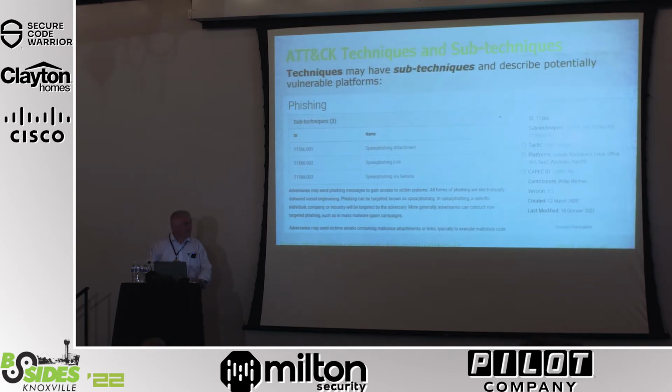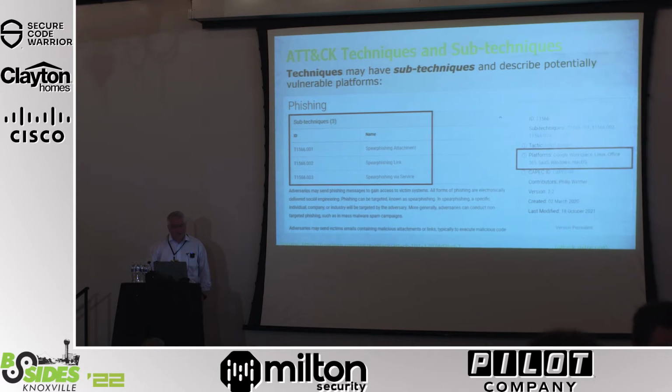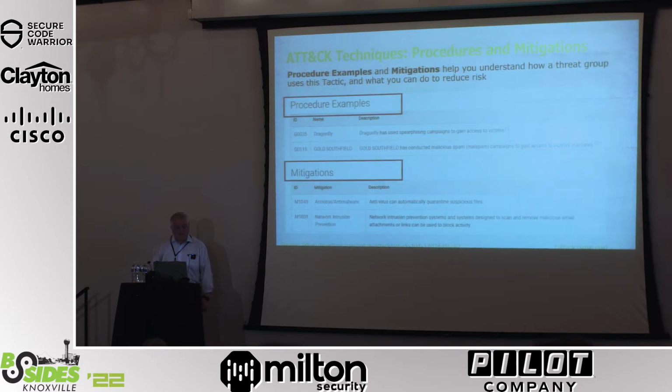So just an example, the techniques and sub-techniques. Here again, you have the phishing example with spear phishing attachment, spear phishing link, spear phishing via service. It tells you the sub-techniques, but it also tells you which platforms may be vulnerable to this type of attack. So in this case, Google Workspace, Linux, Office 365, kind of everything. Then the procedure examples and the mitigations, as we were talking about, shows you how an attacker performs this type of attack, what software they may have been using to perform this attack, and then again the mitigations.